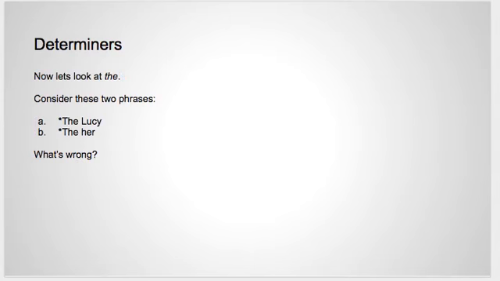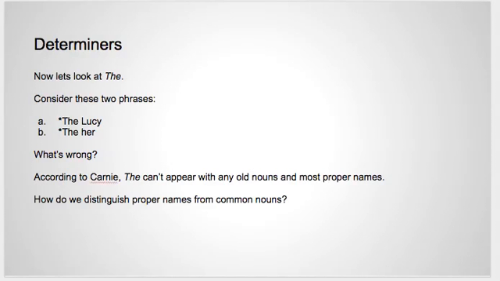Now let's take a look at the. Consider these two phrases, *the Lucy, *the her. Both of these are considered ungrammatical. What's wrong? According to Carnie, the can appear with any old nouns and most proper names. So how do we distinguish proper names from common nouns? We can indicate it by stating either minus or plus proper and minus or plus pronoun, to indicate whether there is a proper noun or there isn't.